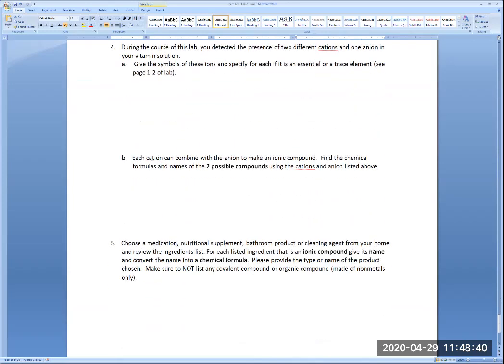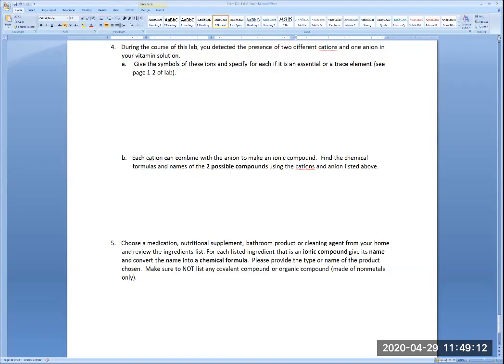So during this lab, you will detect the presence of 2 cations and 1 anion. So I want you to remind the formulas, the symbols, of these ions that were detected. And I want you to specify if they are essential elements or trace elements. And for this, you will go back to page 1 and 2 of the lab, where you have the tables that tell you if it's an essential or a trace element.